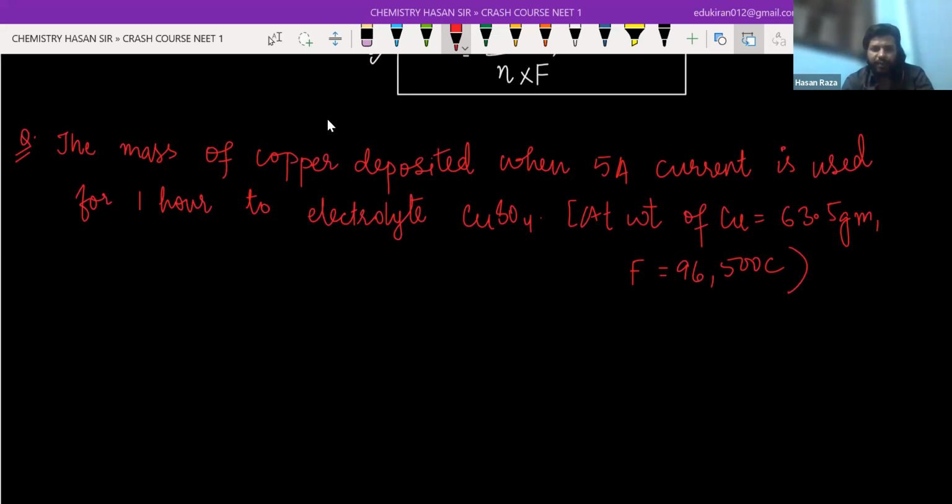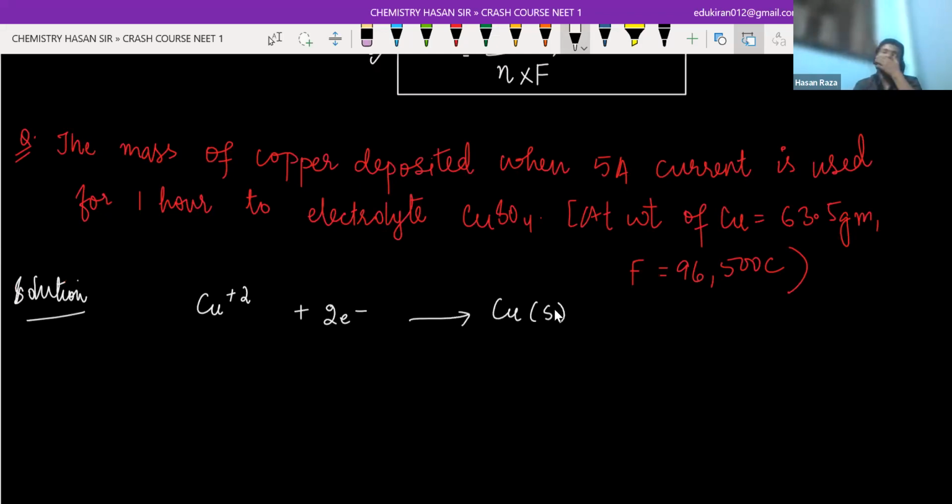Okay, let's see. First of all, we need to calculate the mass deposition. So we also need to know how many electrons are involved because it will be needed if you are going to apply the formula. Copper will be in the form of Cu plus 2. Since copper is deposited, it will gain 2 electrons from the cathode and convert itself into solid copper, like I took the example of sodium. Yes or no? Saif, Alan, Hiba? Yes, sir.